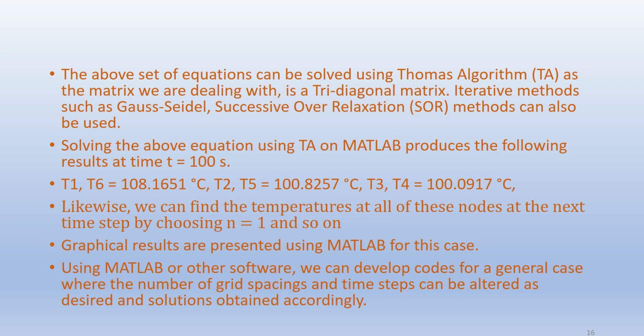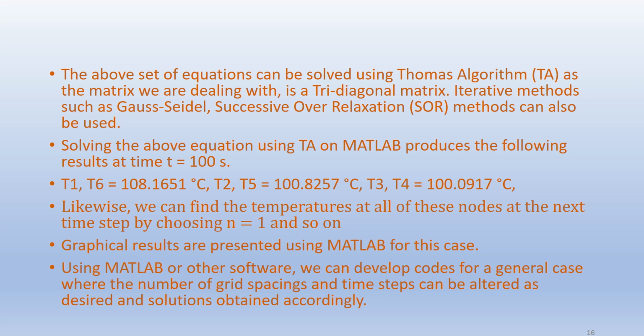At nodes T2 and T5, the temperatures are calculated to be 100.8257 degrees Celsius, and at T3 and T4, the temperatures are found to be 100.0917 degrees Celsius. Likewise, you can find the temperatures at all of these nodes at the next time step by choosing n equals 1 and so on. Graphical results are presented using MATLAB for this case. Using MATLAB or other software, you can develop codes for a general case where the number of grid spacings and time steps can be altered as desired and solutions obtained accordingly.